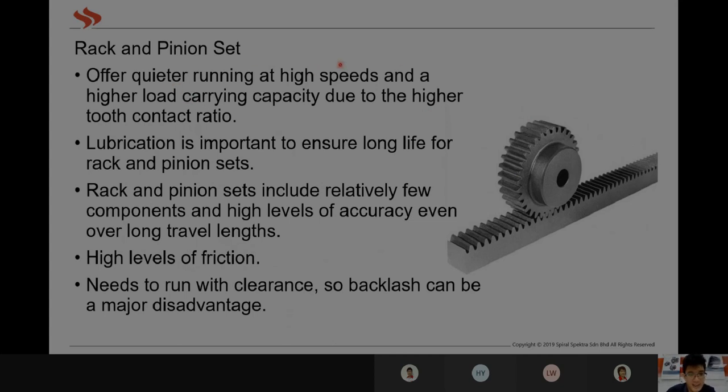Offers quieter running at high speed and higher load carrying capacity due to higher tooth contact ratio. So it's sort of like a gear system, only the other gear is a very long gear. Lubrication is very important, it ensures long life. Uses very few components, and accuracy is very high because it's using a gear system. Gear systems are always higher. However, it has a high level of friction because metal parts contact each other, but just lubricate it and it'll be fine. So it needs to run with clearance. Because it's using a gear system, you're going to have a bit of backlash, but just a minor one, so not really a big issue.